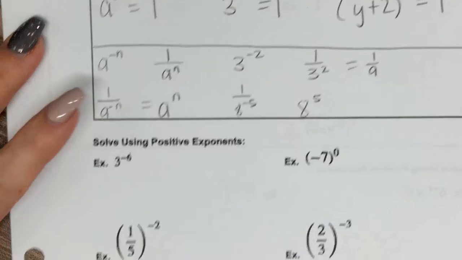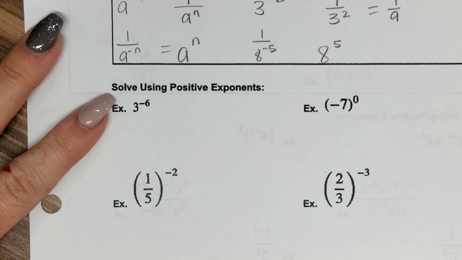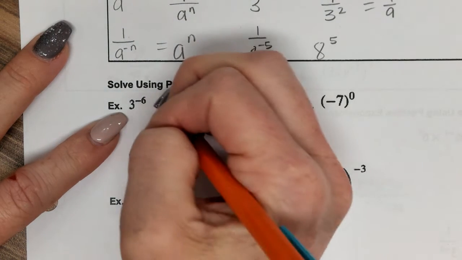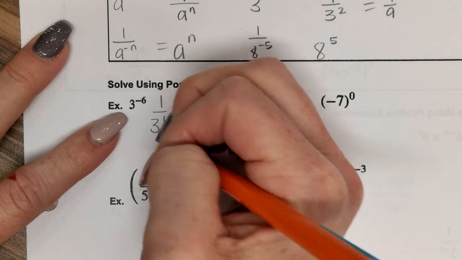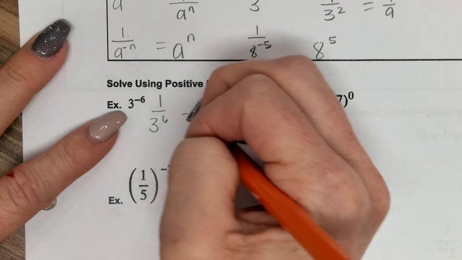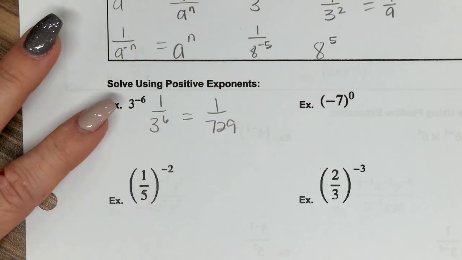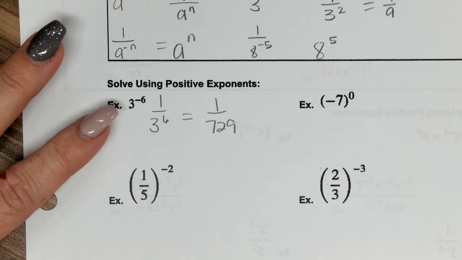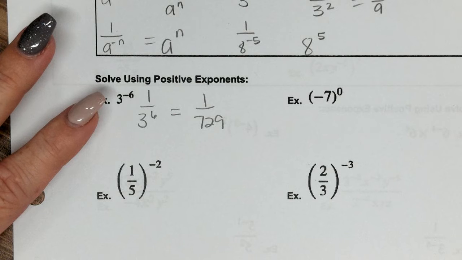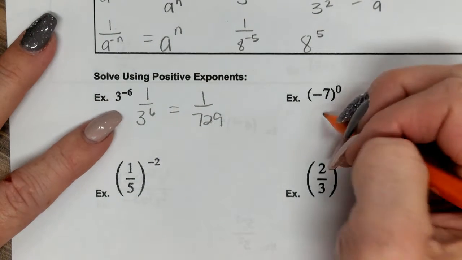All right, let's go do some examples. Solve using positive exponents. So what would this answer be? 1 over 3 to the 6. Or could I actually solve 3 to the 6? Yeah, so it would be 1 over 729. Because I did it already. All right, negative 7 to the 0. What's my answer? 1.